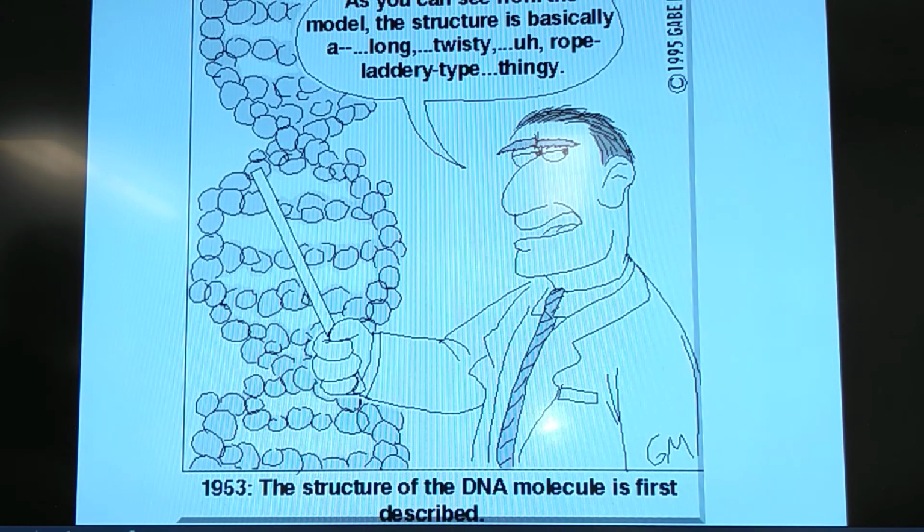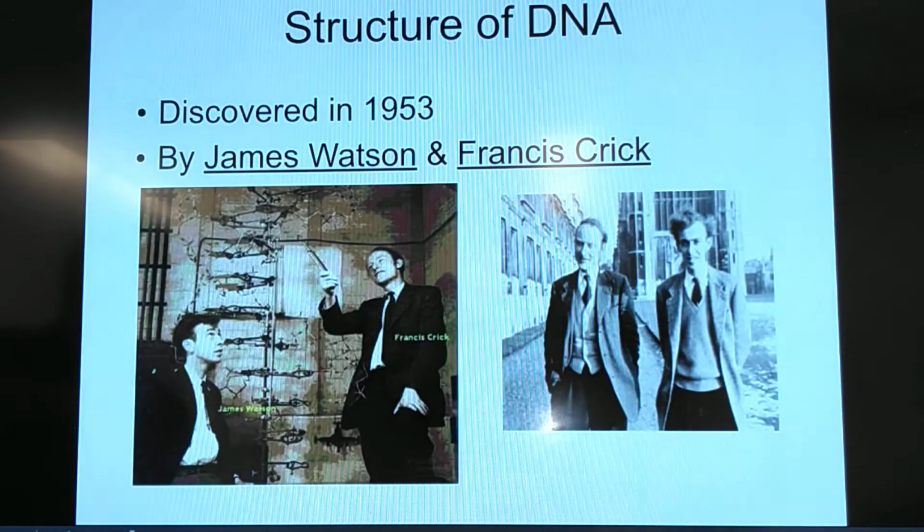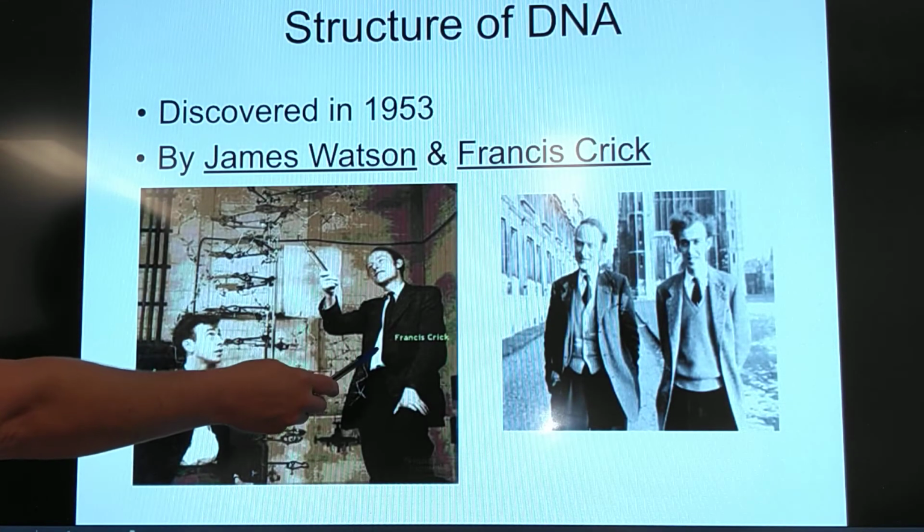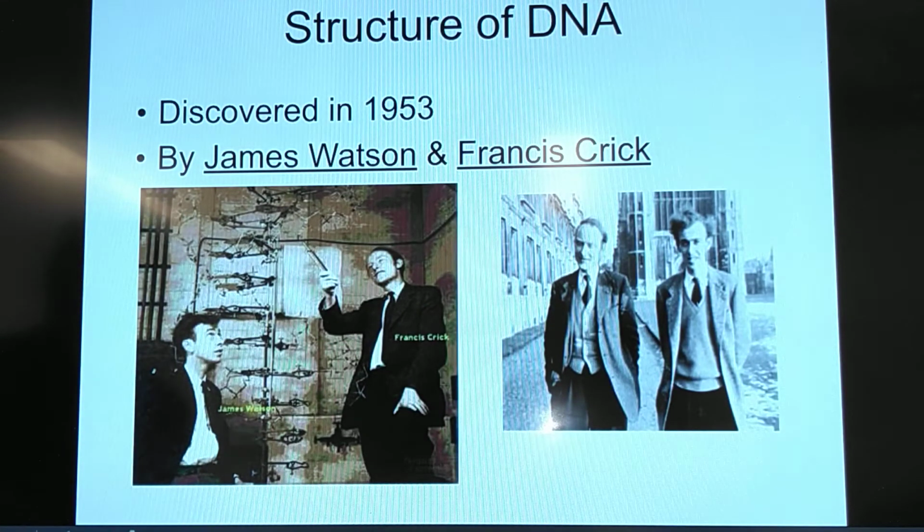You can see from the model, the structure is basically a rope ladder type thing that's all twisted around. So the structure of the DNA, in 1953, Watson and Crick discovered that twisty ladder structure. And then there are James Watson and Francis Crick. So this is James Watson, this is Francis Crick. And in 1953, they were able to discover the shape of a DNA molecule.